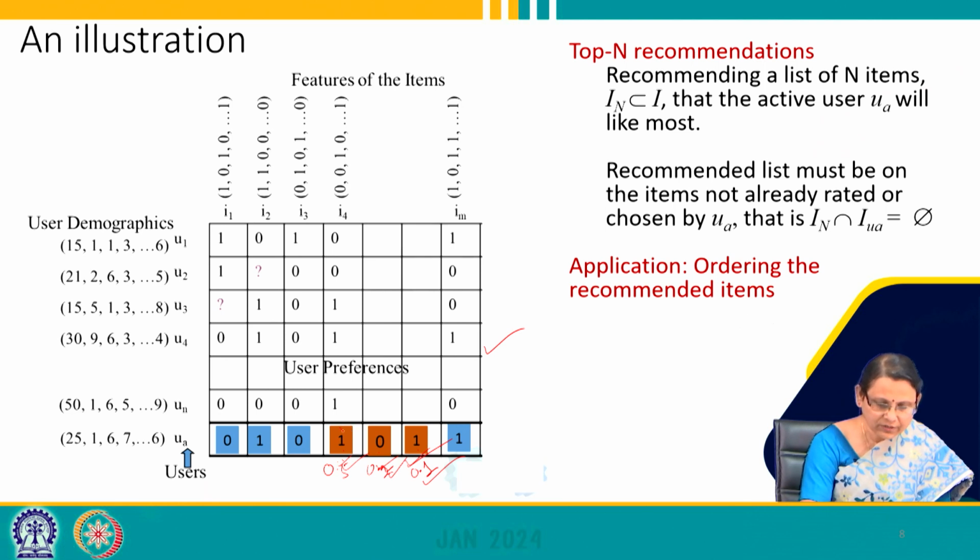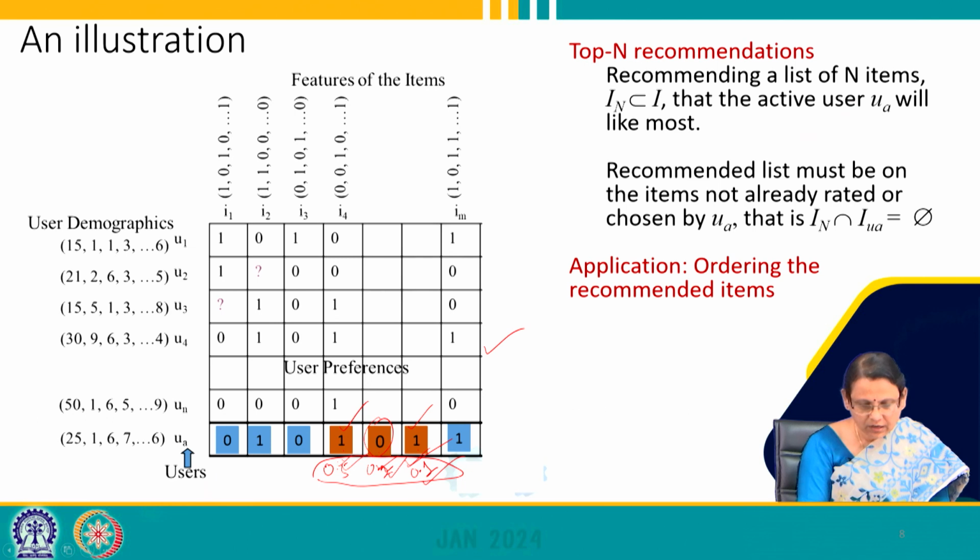So in this case these are the items which the user is going to like most. This is the first one, this is the second one. This is not going to be liked if we consider this binary scale. And if we consider this to be a numeric scale, then we would have sorted it in the order 0.5, 0.2 and 0.1.